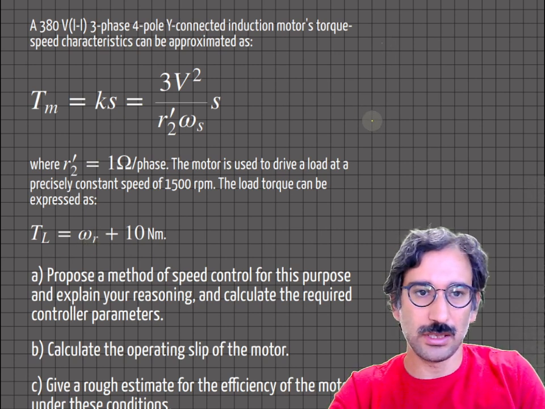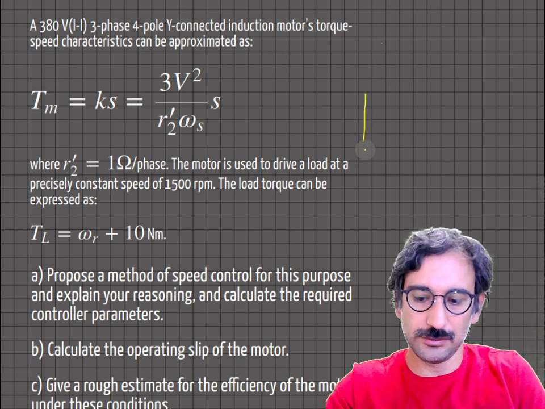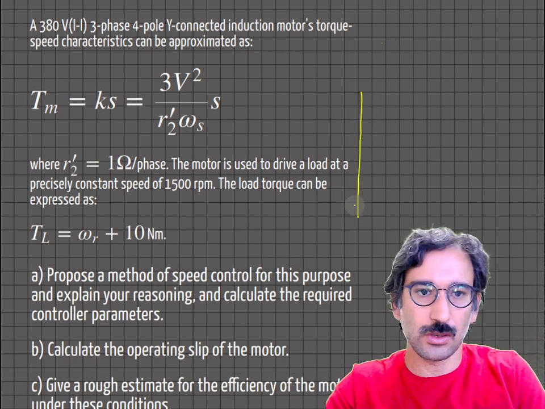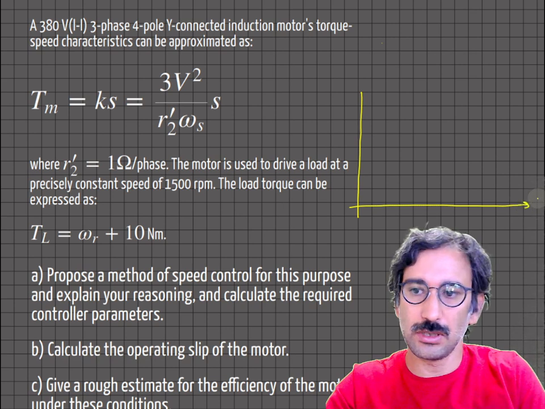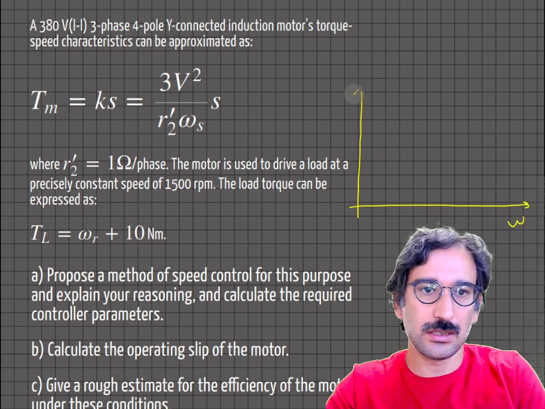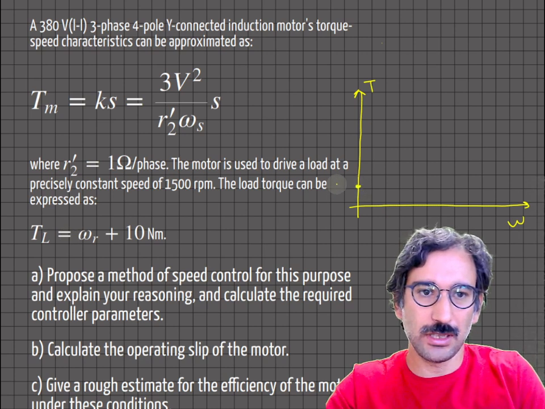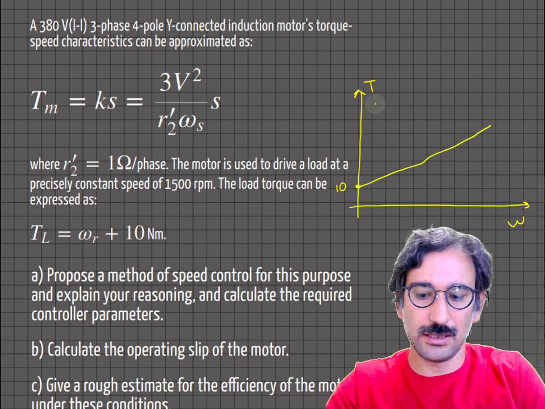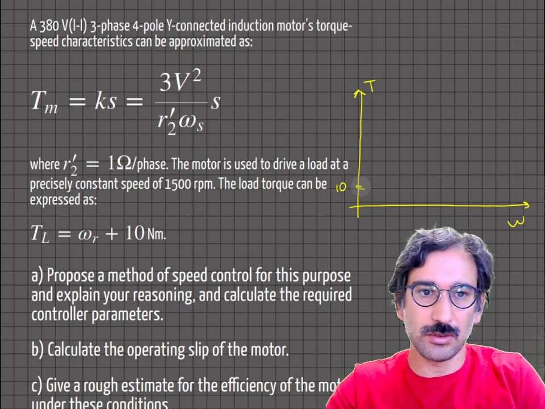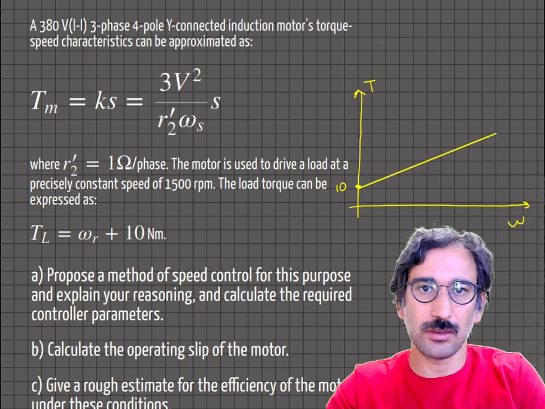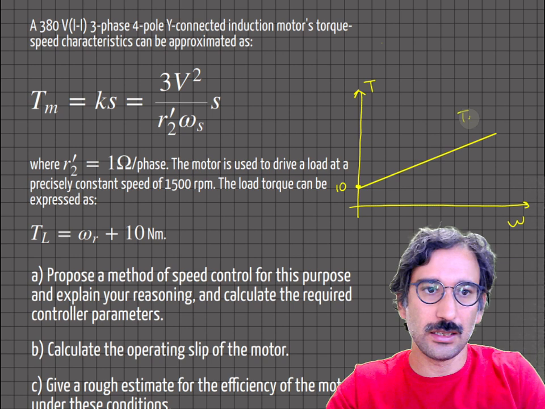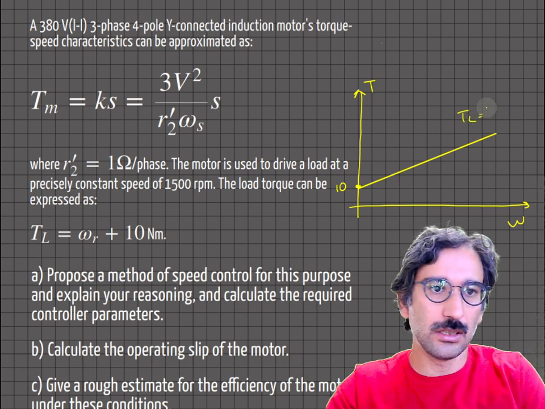So let me draw here the characteristics. So if this is speed, this is torque. TL has some initial value of 10 Newton meter, so then it increases linearly like that, something like that. Okay, so TL is equal to 10 plus omega r.